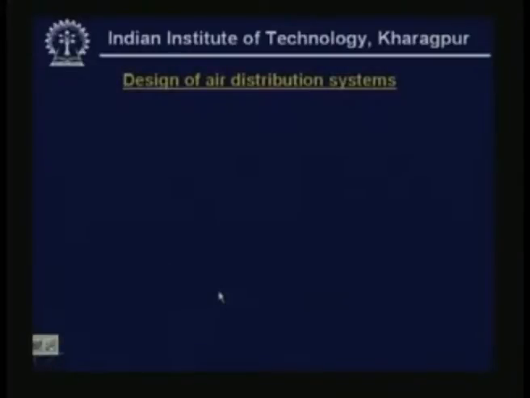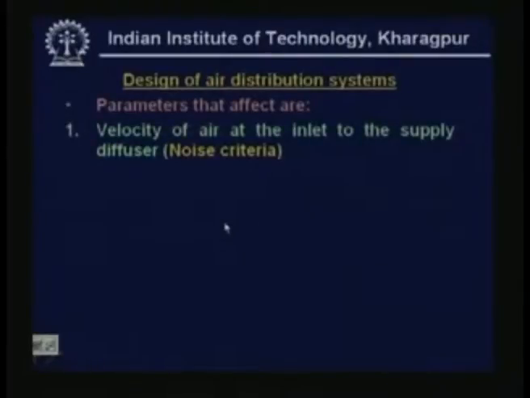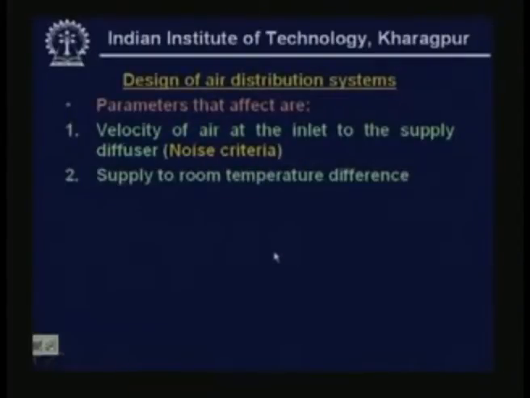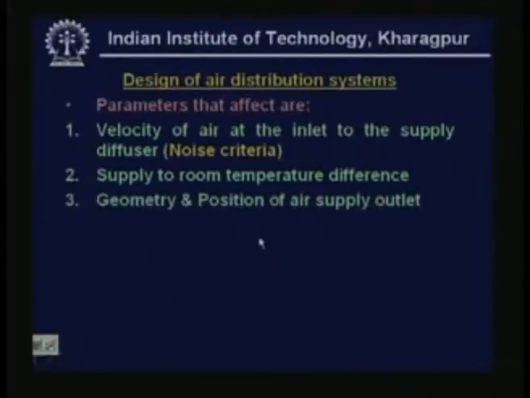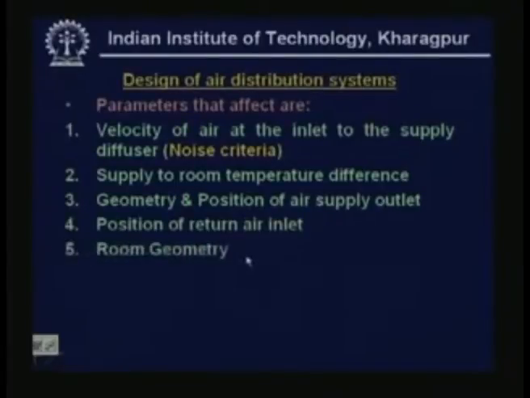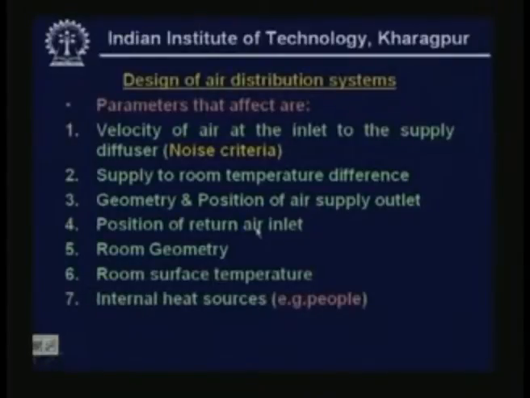Now, let us look at design of air distribution systems. The factors that affect the design are velocity of air at the inlet to the supply diffuser, mainly based on the noise criteria, as I have already explained. Then supply to room temperature difference, geometry and position of air supply outlet, position of return air inlet, room geometry, room surface temperature, and finally internal heat sources, for example people, equipment, lighting, etc. So, all these factors affect the design of air distribution systems.